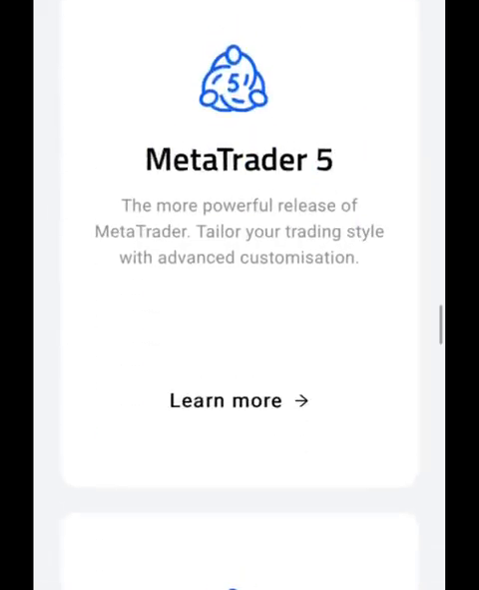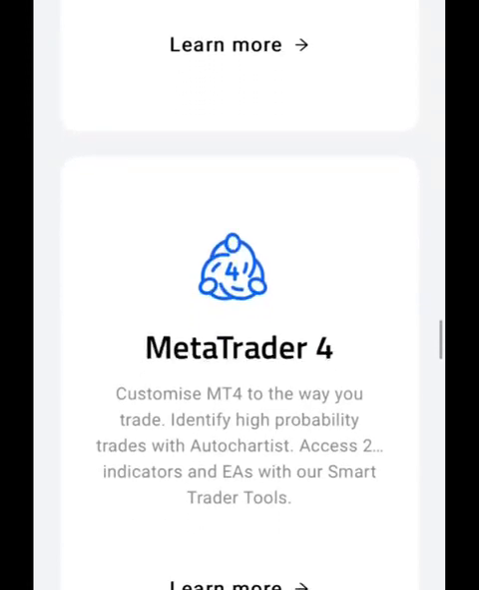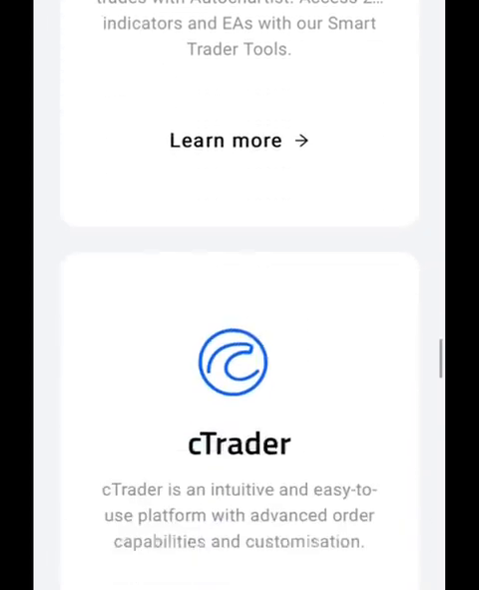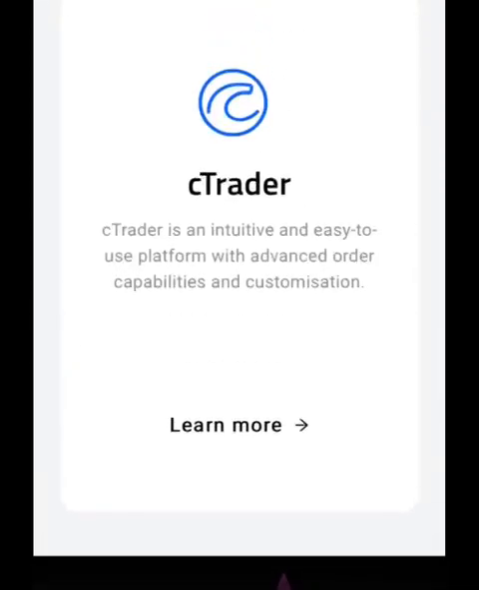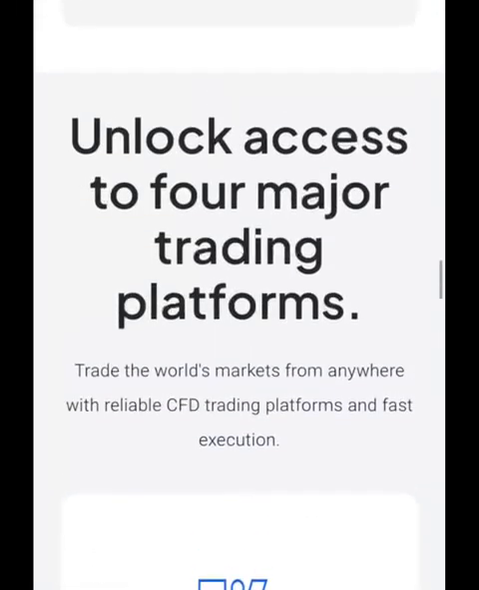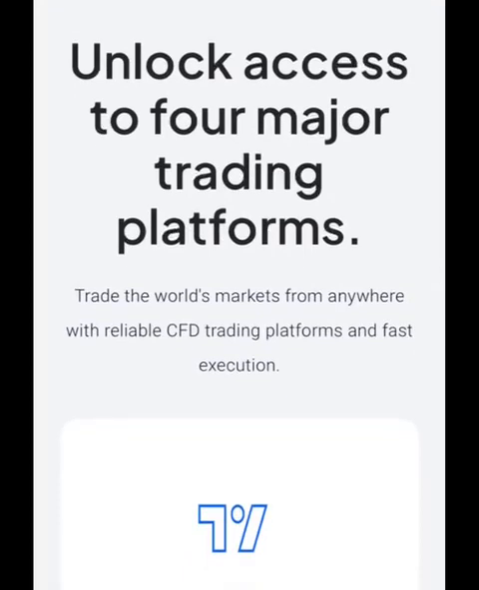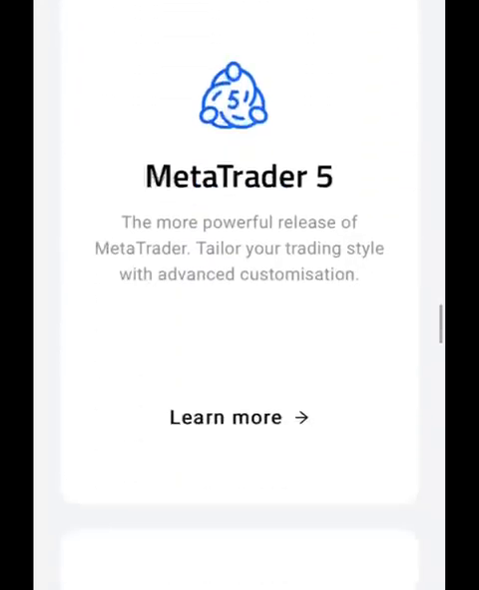Okay, two is MetaTrader 5, three is the MT4, which is actually the MetaTrader 4, and four is the cTrader. Okay, so those are the four platforms in which you can unlock access to start trading right away. Okay, so that is it, guys.